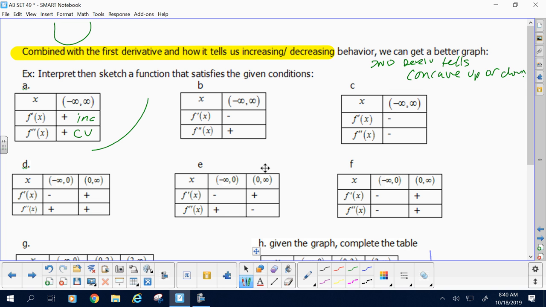Try B on your own. Actually, let's do B together, and then the rest on your own. What do these two things tell you about the graph? Decreasing, concave up. Here's the concave up graph. I want the decreasing part, so I want to sketch only this piece. All right, try C.